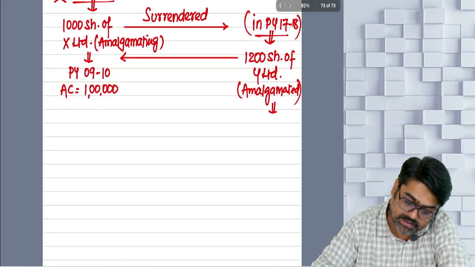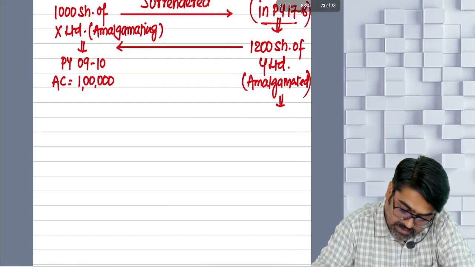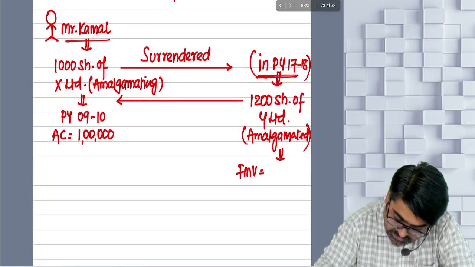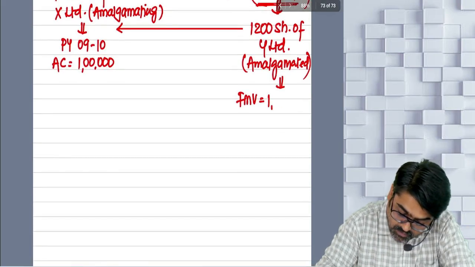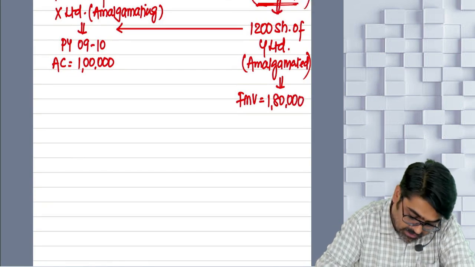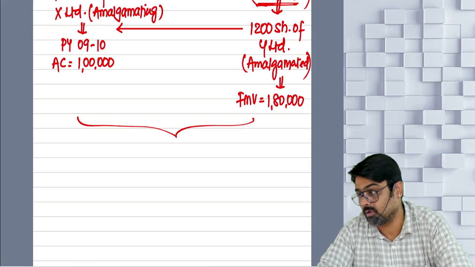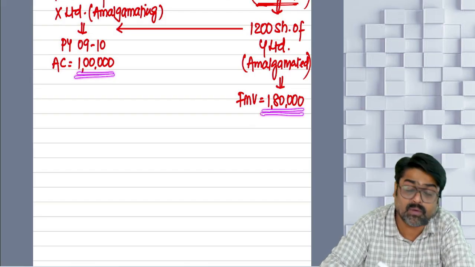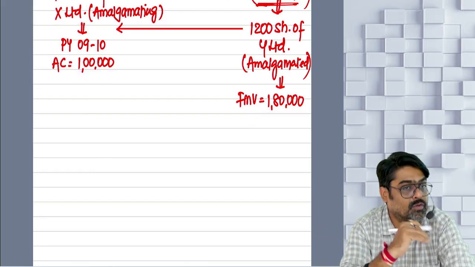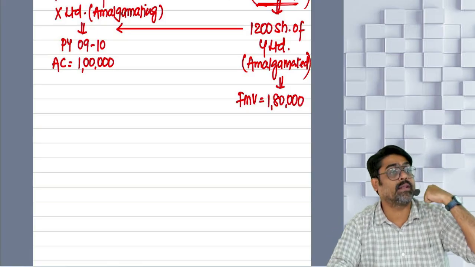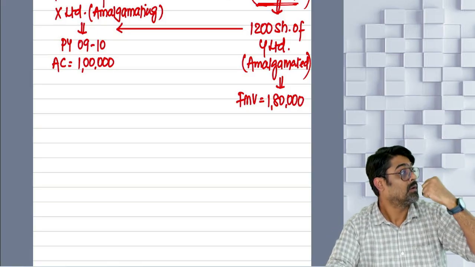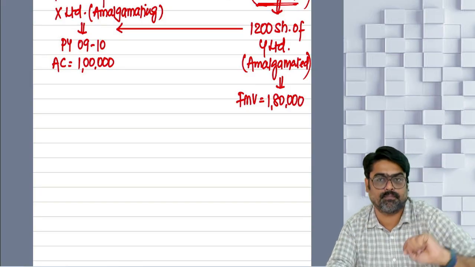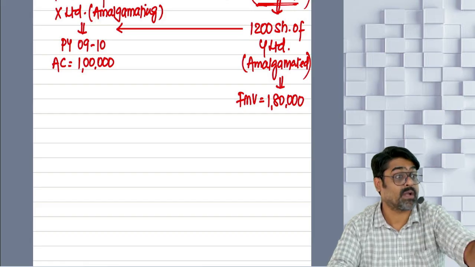So here the market value of the amalgamated company shares, as on the date on which they are given, was 1,80,000. So now tell me, does Kamal have a gain of rupees 1,80,000 or not? Sorry, 80,000 or not? He is giving shares worth 1 lakh, and in return he is going to get shares worth 1,80,000. So shares of 1 lakh are given, and in return he is getting shares of Y Limited, which are valued at 1,80,000. So an 80,000 gain is happening to him. Should this 80,000 be taxable to him? Yes, but not right now.